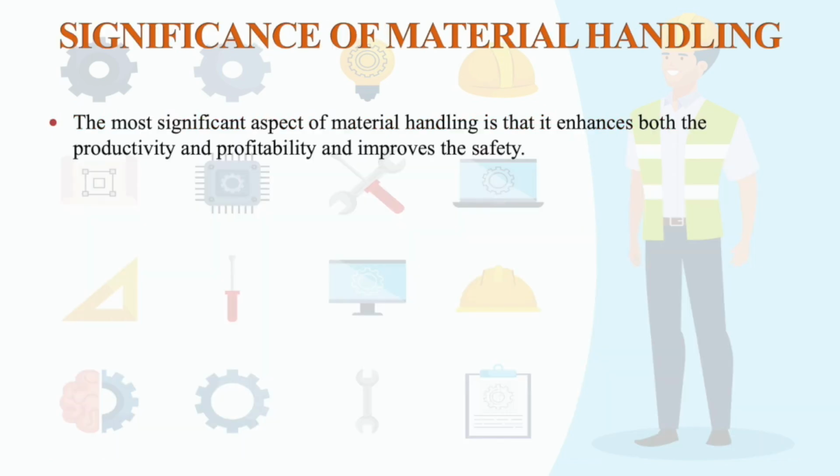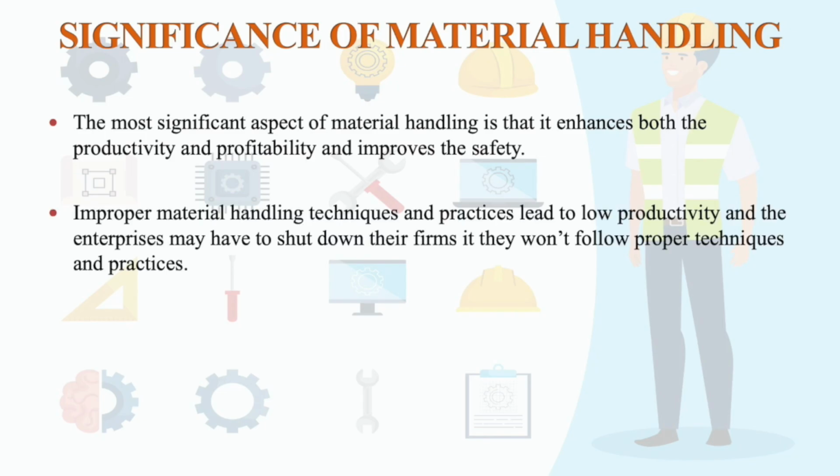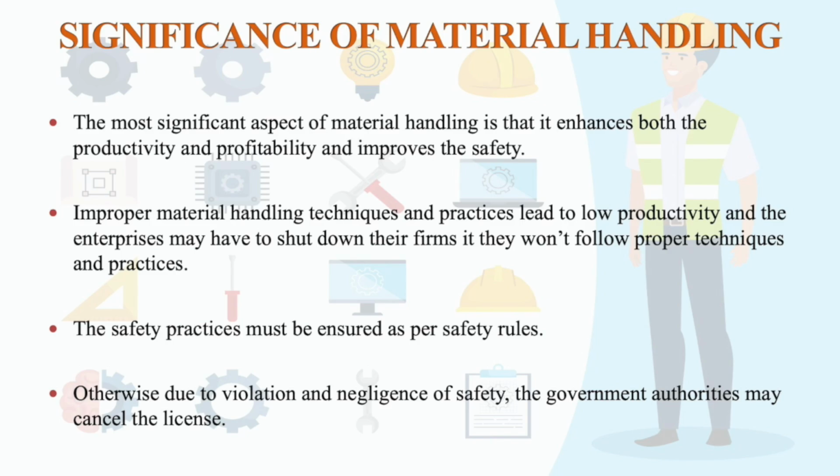Significance of material handling. The most significant aspect of material handling is that it enhances both productivity and profitability and improves safety. Improper material handling techniques and practices lead to low productivity, and the enterprises may have to shut down their firms if they don't follow proper techniques and practices. The safety practices must be ensured as per safety rules. Otherwise, due to violation and negligence of safety, the government authorities may cancel the licenses also. This is one problem.